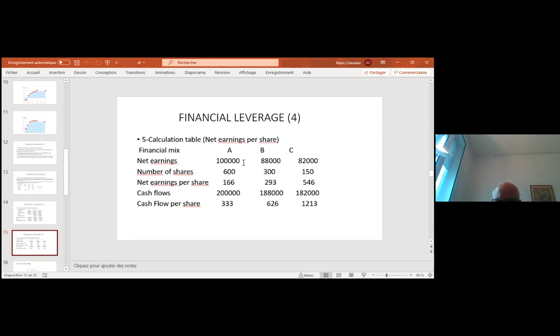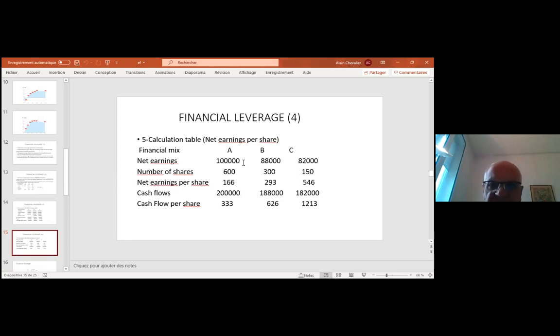So, if you have a look at the results, what you find is that cash flows are declining like net earnings at the level of the firm. When you move from A to C, the cash flow of the firm and the net earnings of the firm are declining when you increase the level of debt.